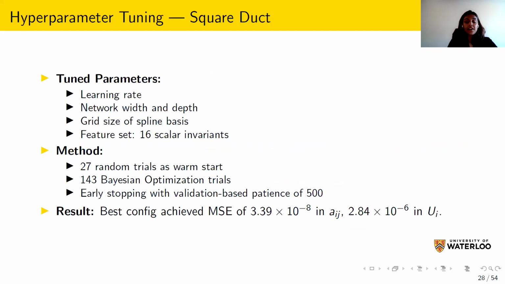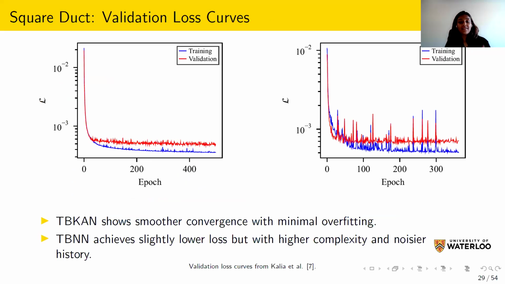Just a brief summary of the hyperparameter tuning for this case. The tuned parameters were learning rate, network width and depth, the grid size, and the feature set, the 16 invariants that we used. The method was, again, 27 random trials as a warm start, and then 143 Bayesian optimization trials. We also implemented early stopping so that we don't overfit. The best configuration achieved a mean squared error of 2.39 × 10^-8 in a_ij. And when I say the error in U_i, this is where the injection step comes in, so we'll get into that after this slide.